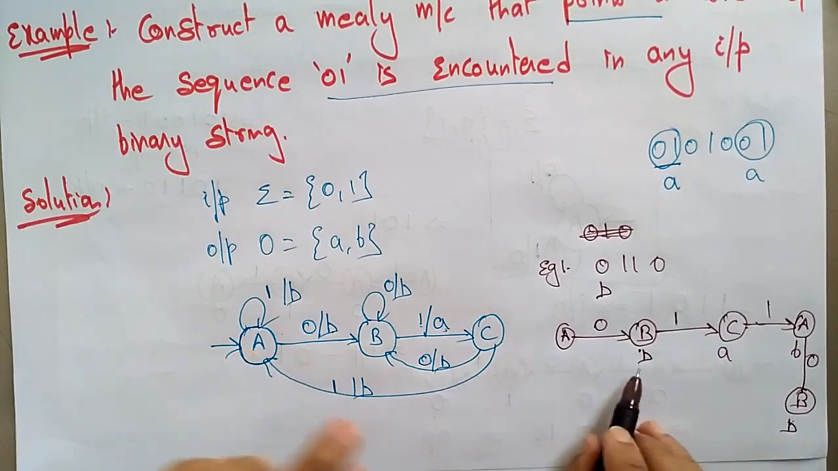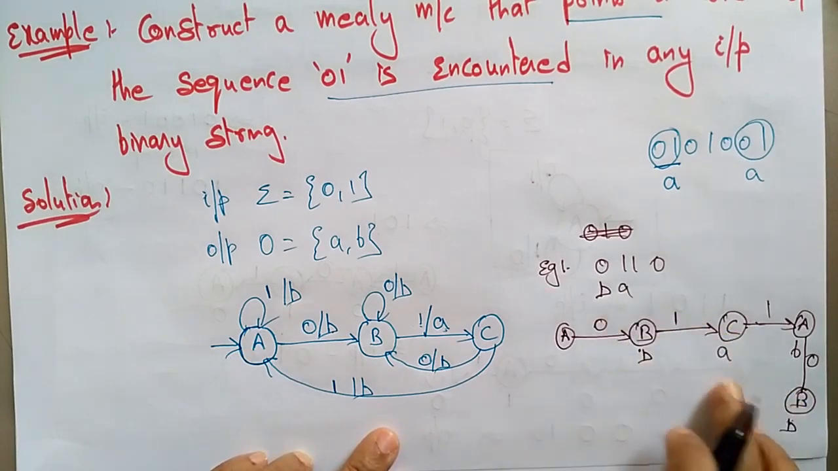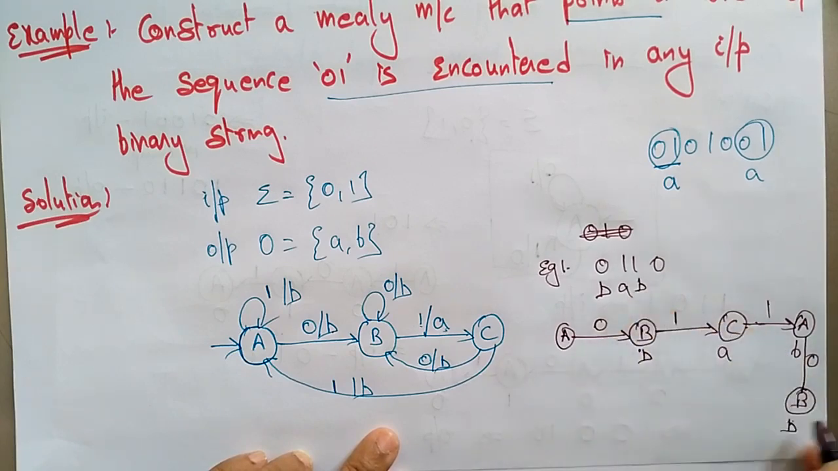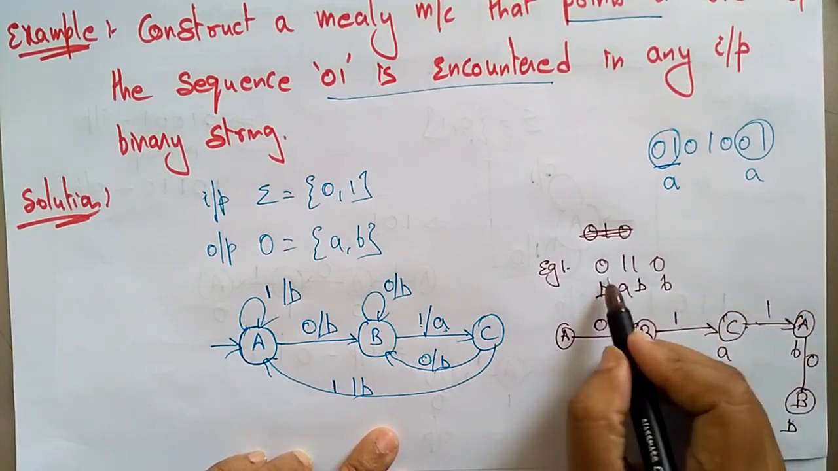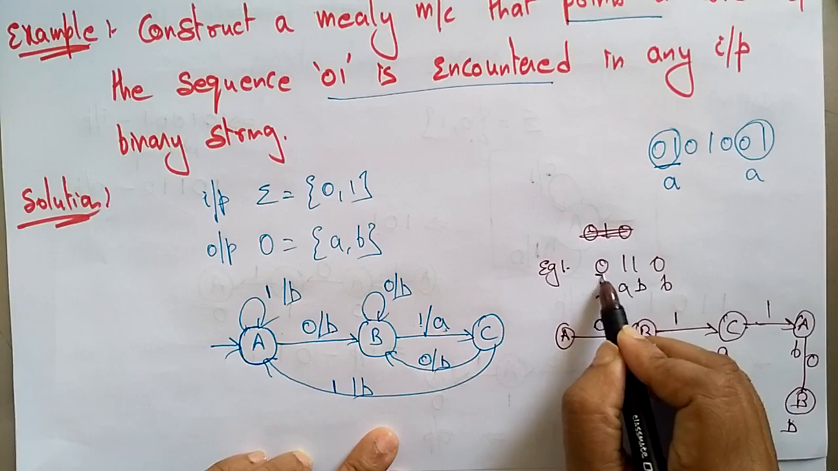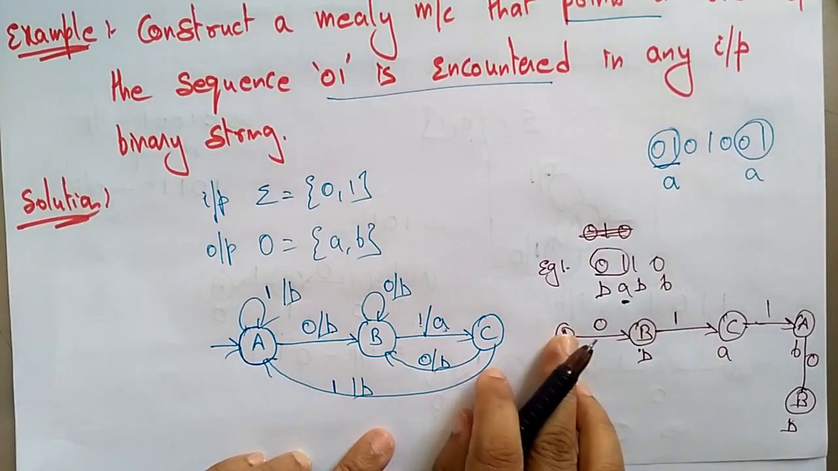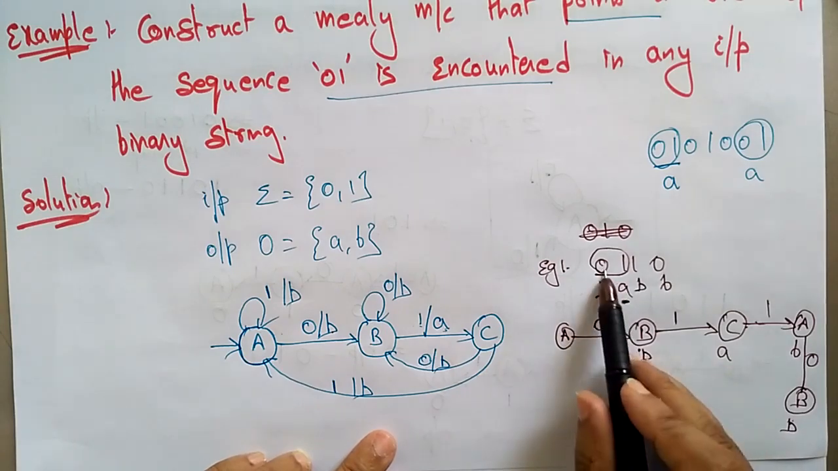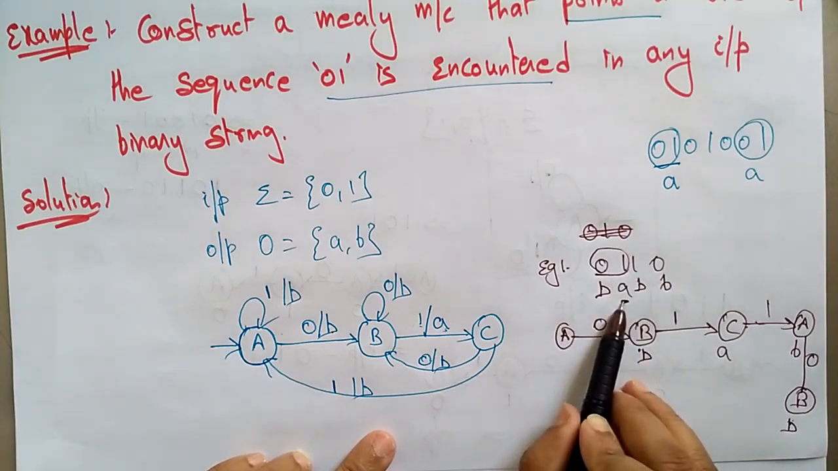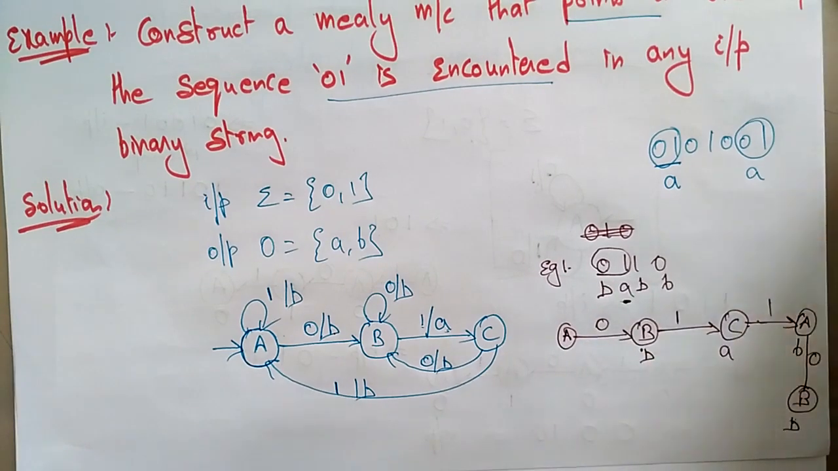So what is the string you got? B, A, B, B. So whenever the string 0, 1 is encountered, it prints A value. Did you observe here? Whenever the string 0, 1 is encountered, it prints A value. Let me take another example.